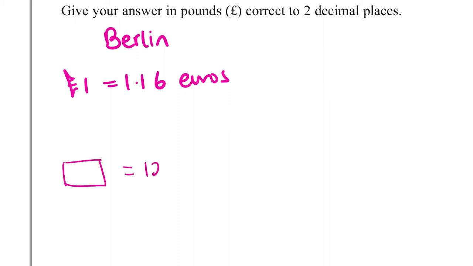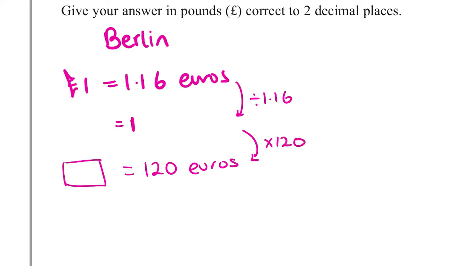so this equals 120 euros. My favourite way is to think about, right now, how would I get to €1? Well, I would divide by 1.16. And then, how would I get to 120 euros? Well, of course, I'd multiply by 120. So I'm going to do the same thing here. What's 1 divided by 1.16?